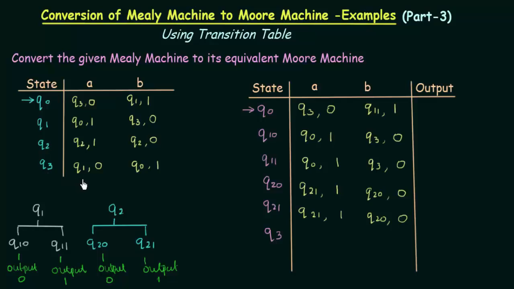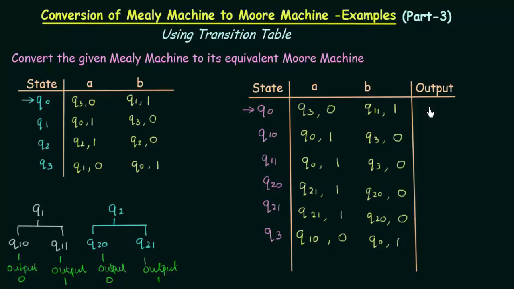Now for Q3, come to this row. On input A it goes to Q1 giving output 0, and Q1 was split, and the Q1 that gives output 0 is this one, Q10. So I have to use Q10 here for output 0, and then on input B it goes to Q0 giving output 1, and Q0 was not changed, so I will write Q0 1 as it is. Alright, so now we have completed the transition part. Now we have to fill up the outputs. Since this is a Moore machine, the output should be associated to the states over here, and after we fill this up, we can remove these outputs which were written in the transition.